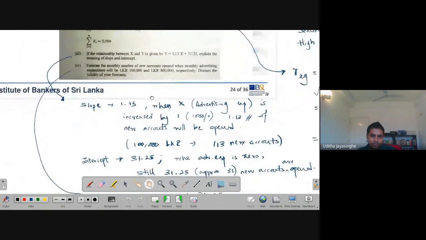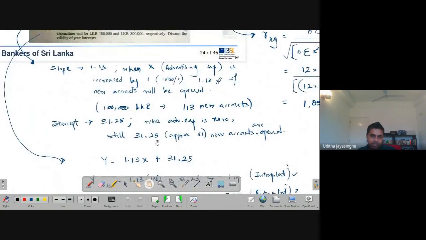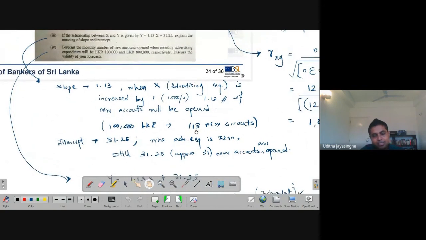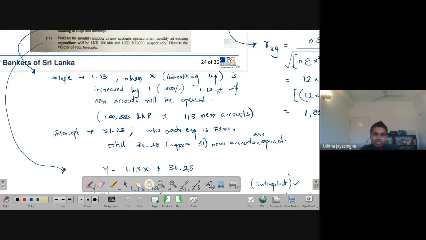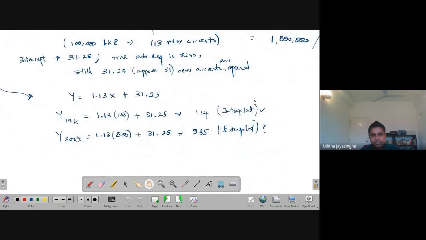About the intercept, 31.3: when advertising expenditure is 0, still approximately 31 new accounts are opened. Now here you can comfortably say it's a real world case, right? You don't necessarily need advertising expenditure for people to open new accounts. People will come and open new accounts for different reasons. So this intercept, I would say, has a practical meaning, approximately 31.